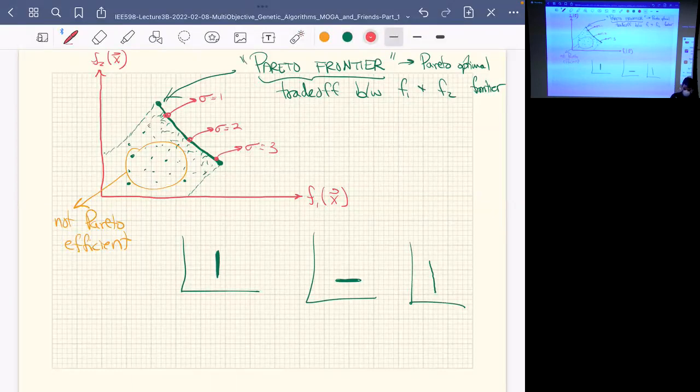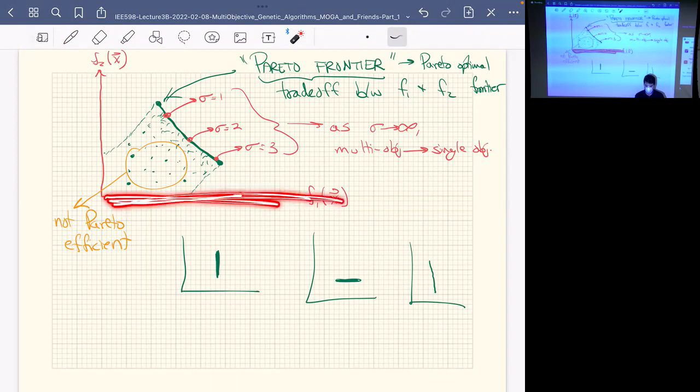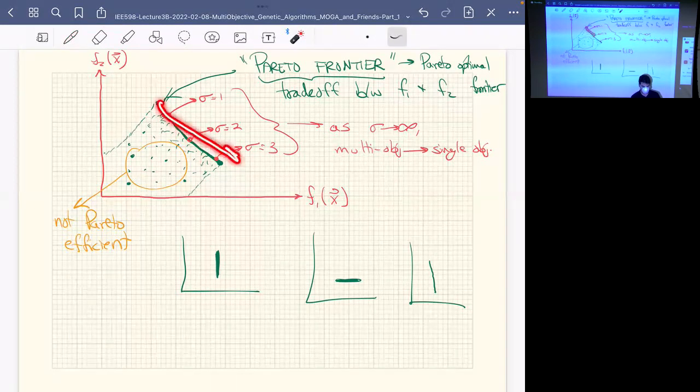And so you could imagine here that in this case, as sigma goes to infinity, the multi-objective problem goes to a single objective. And so as you're sliding down the frontier, what you're actually doing is saying, I care less and less about one objective, more and more about the other, until eventually I'm only really optimizing a single objective. That's right, exactly. All right, any other questions about that?